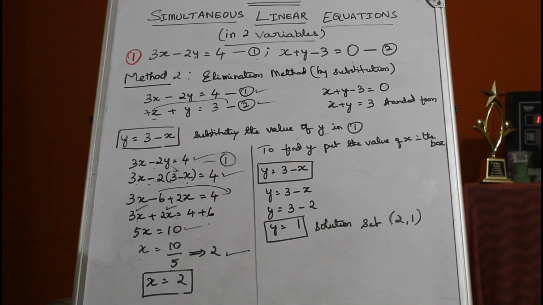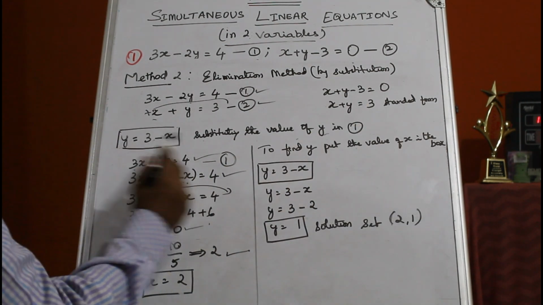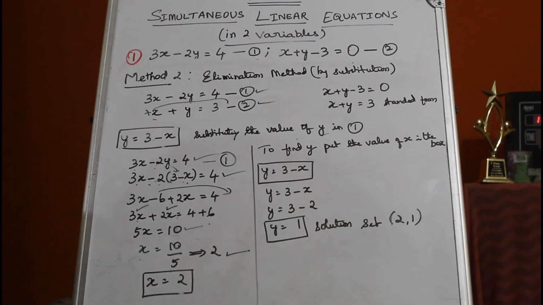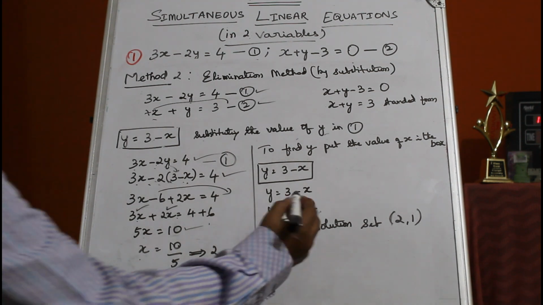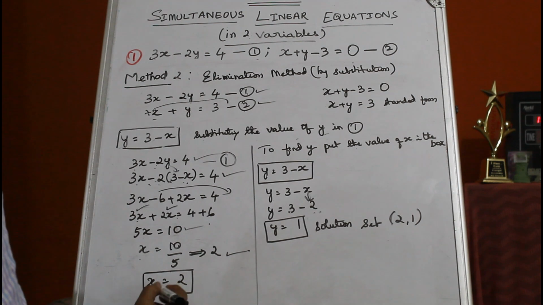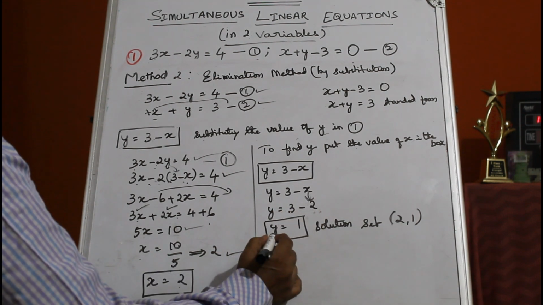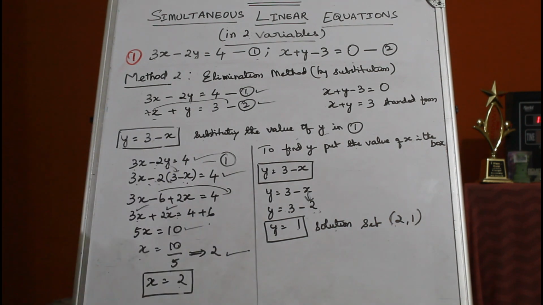Now to find y, put the value of x in the box. See, the box is y equal to 3 minus x. You write y equal to 3 minus x, you put the x value 2. 3 minus 2 is what? y equal to 1. Now the solution set is (2, 1). You get the same answer.